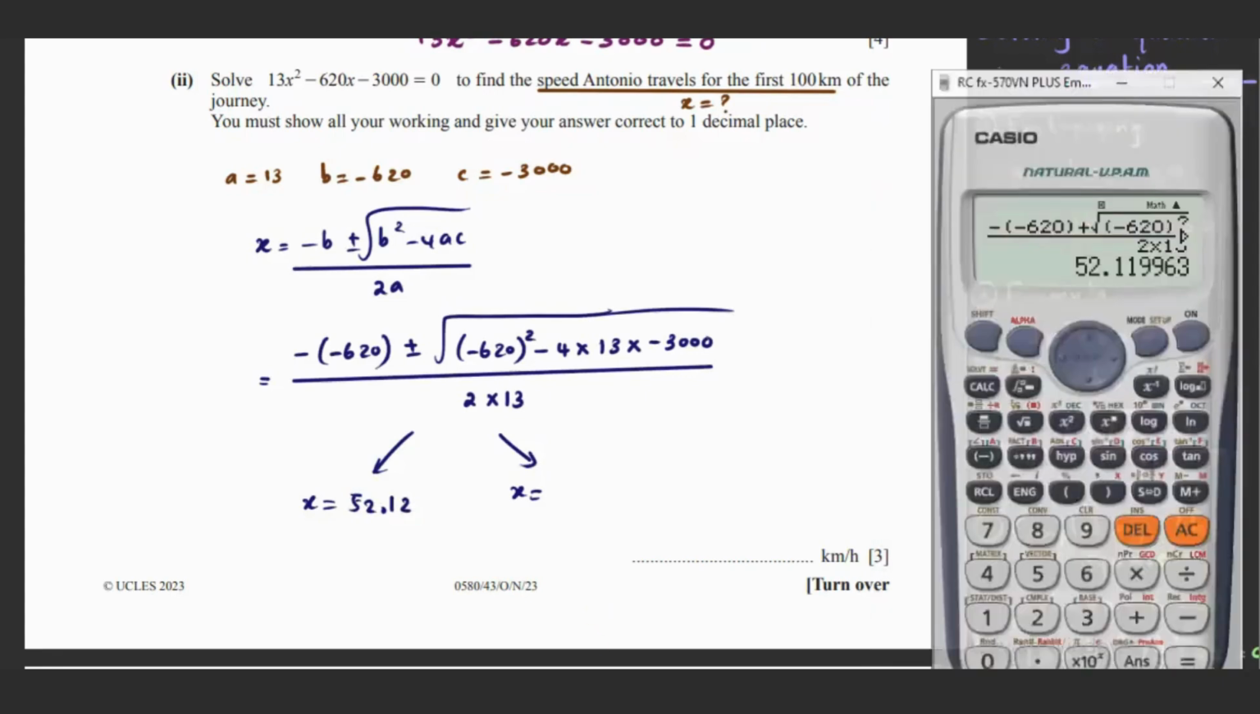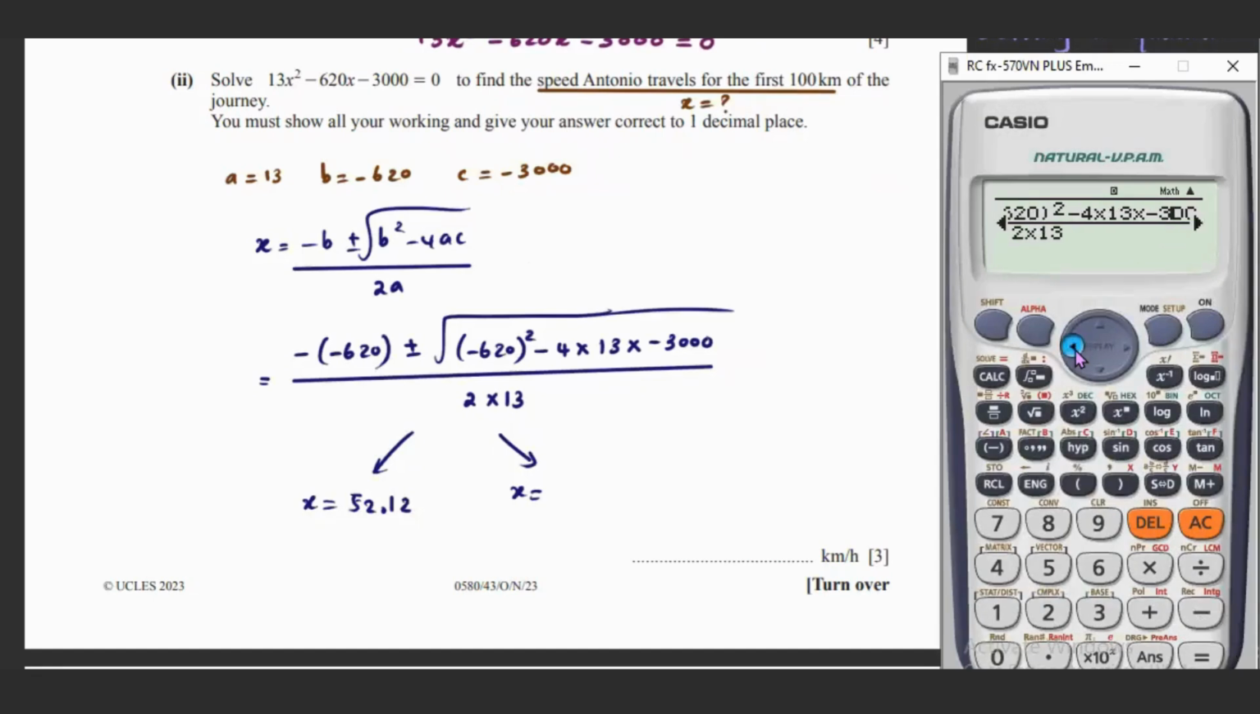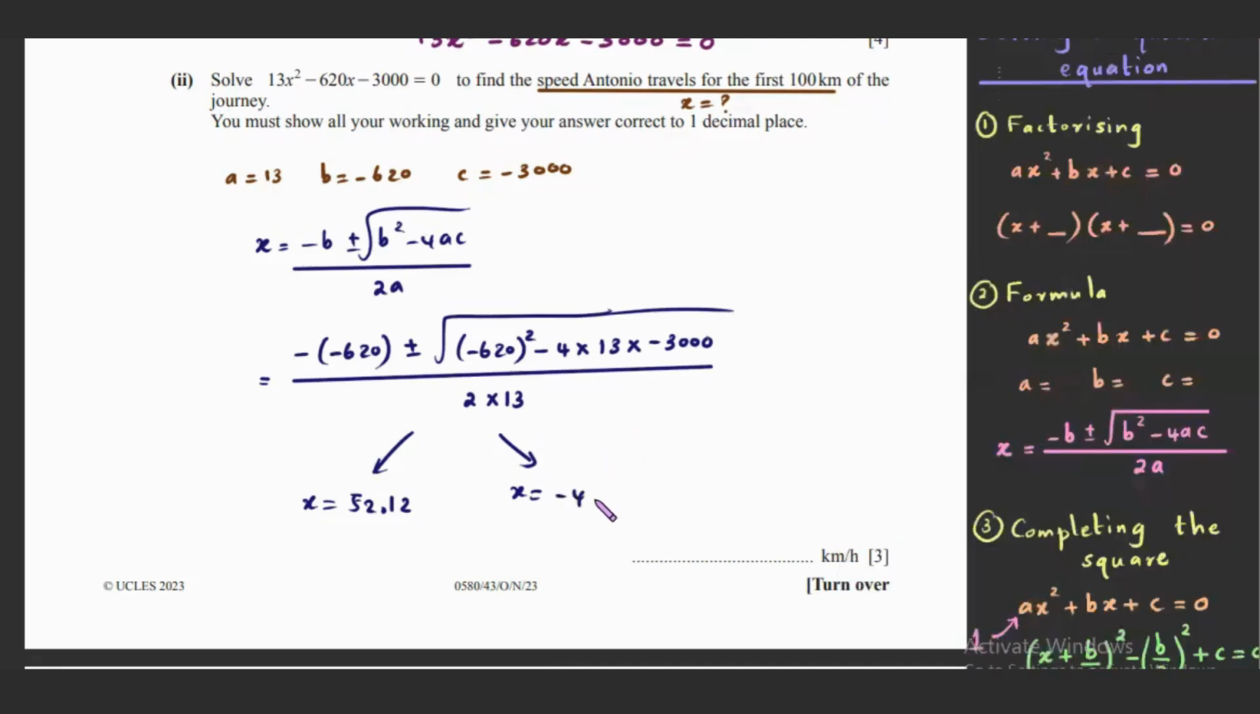When we check the other value for x, the only difference is that the plus that we wrote just in front of the square root should be replaced with a minus. When we do that, we get a negative value, which is negative 4.43. But in this question, speed cannot be negative. So due to that reason, we are going to cross this out. And so our answer will be 52.12, which means Antonia's speed for the first 100 kilometers is 52.12 kilometers per hour. This is what we get. With that, we will be done with this question.